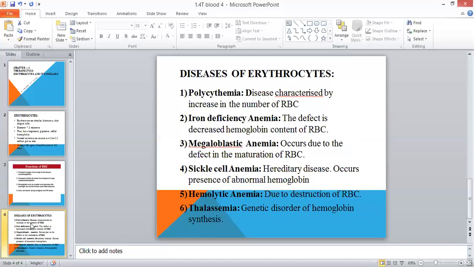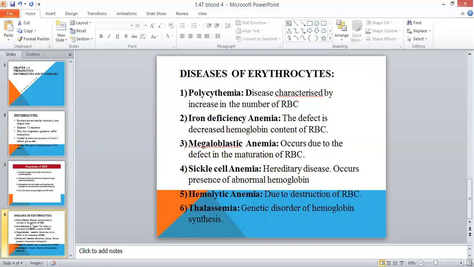Now, the second disease is iron deficiency anemia. It is also called microcytic anemia. The defect is a decreased hemoglobin content in RBC. For the synthesis of hemoglobin, iron is necessary. So, this type of anemia occurs due to the deficiency of iron.